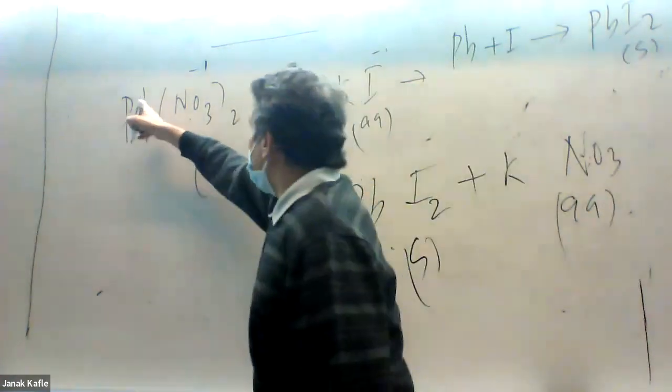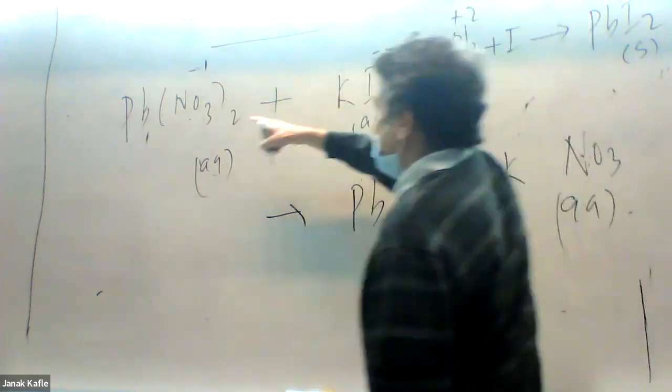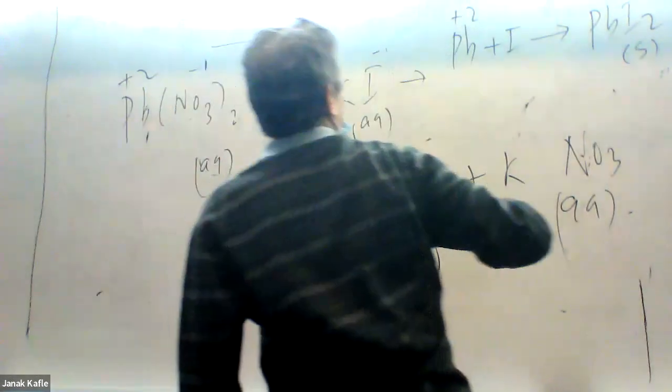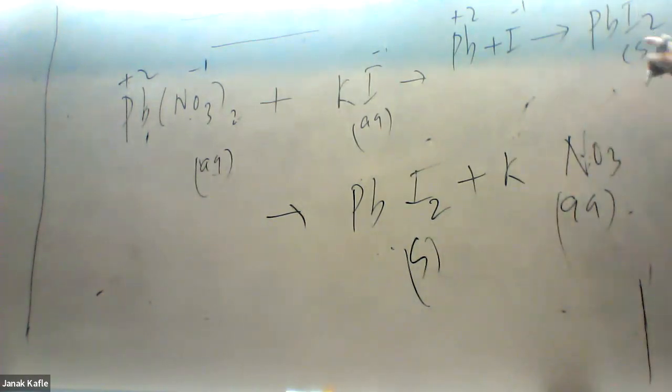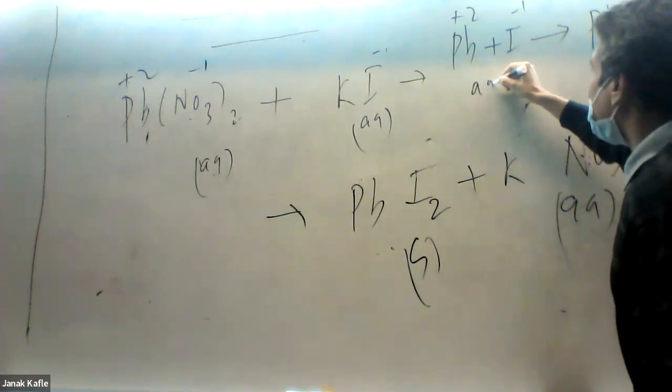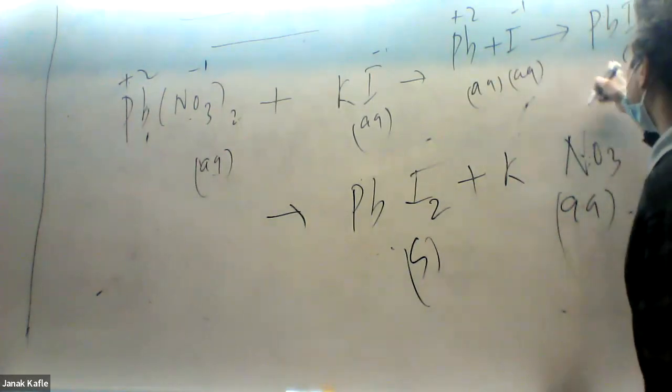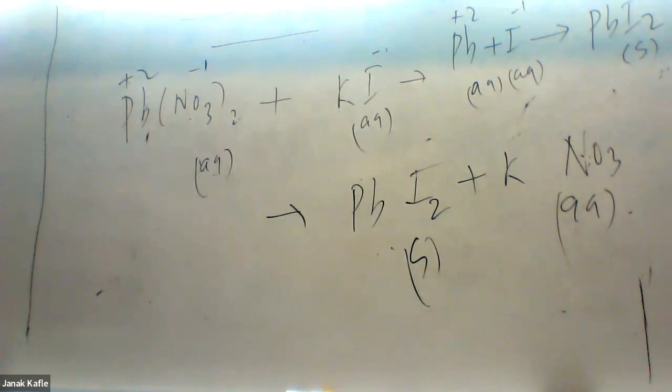So Pb was in +2 state because there is 2, so I already write the +2 here. So Pb2+ and I is -1 here, and PbI2 like that. So if you write this way, this is aq, this is aq. So this is called net ionic equation. Everyone got that? So that's how we write the net ionic equation.